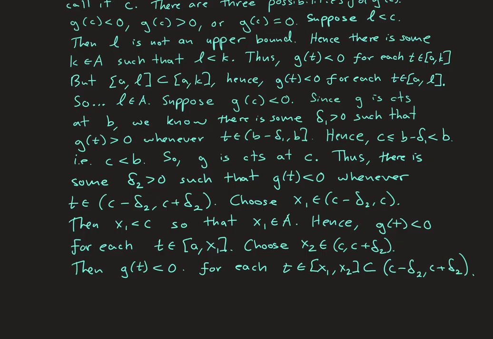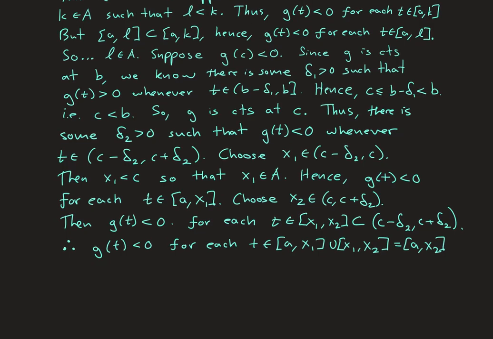Okay, nice. So I know g is negative over this closed interval. But wait, I know g is also negative over this closed interval. That means that g is less than 0 for each t in their union. And you might see the issue. That is the same as the set from a to x sub 2.